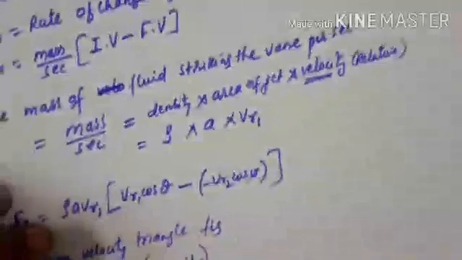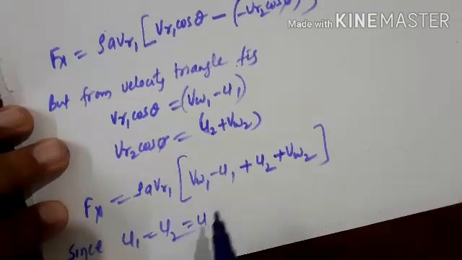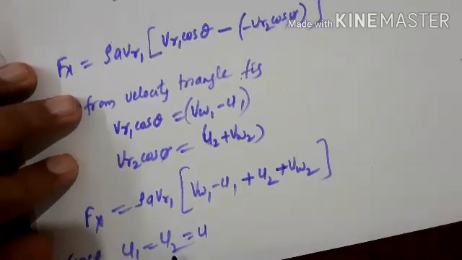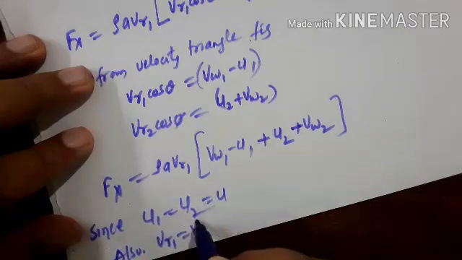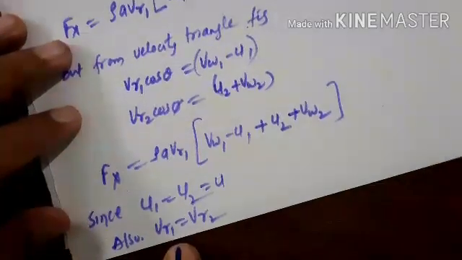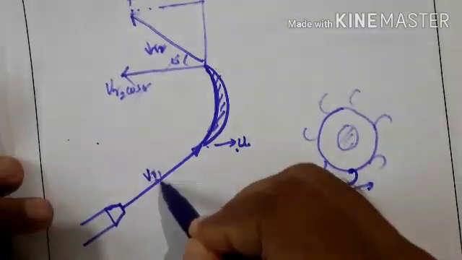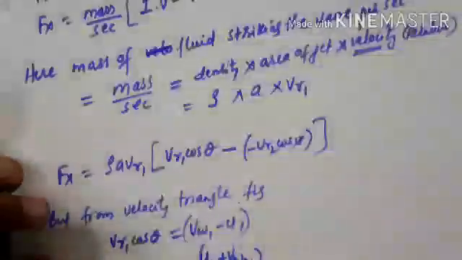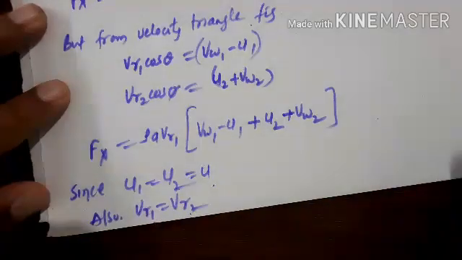So considering the velocity of the vane is the same, U1 equal to U2 equal to U, the velocity in the direction of jet motion, and also VR1 is equal to VR2. Here VR1 equal to VR2 means we have assumed the blade passage is very smooth. Whatever velocity with which the jet is entering, the same velocity it is leaving. So VR1 is equal to VR2.